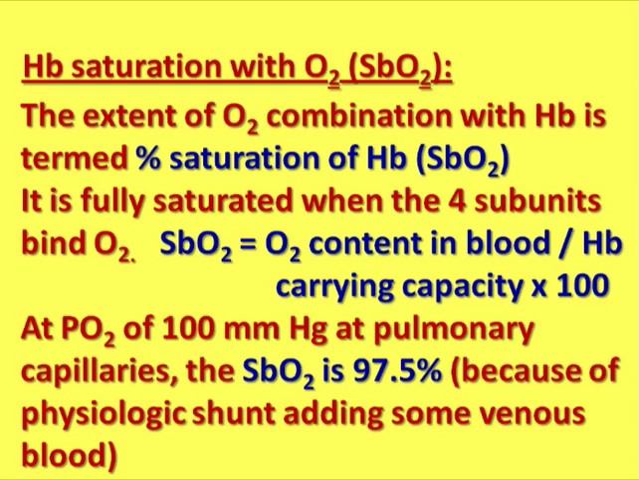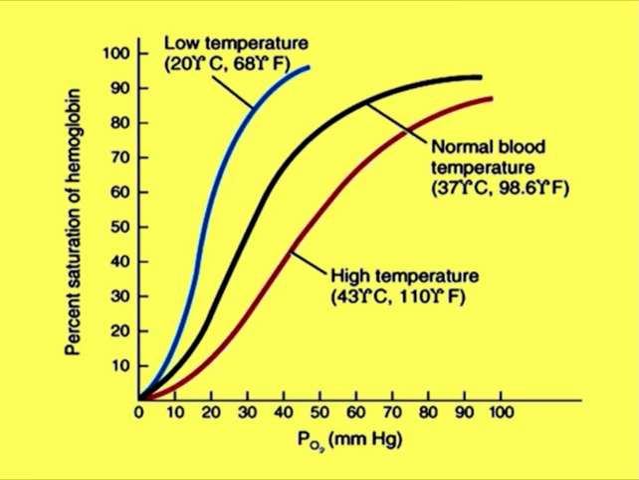At a PO2 of 100 mmHg in pulmonary capillaries, the SbO2 is approximately 97.5, because we have already seen that the physiological shunt adds some of the venous blood along with the arterial blood. So completely we cannot say, in other words, the saturation of oxygen with hemoglobin will not cross around 98 or 98.5%.